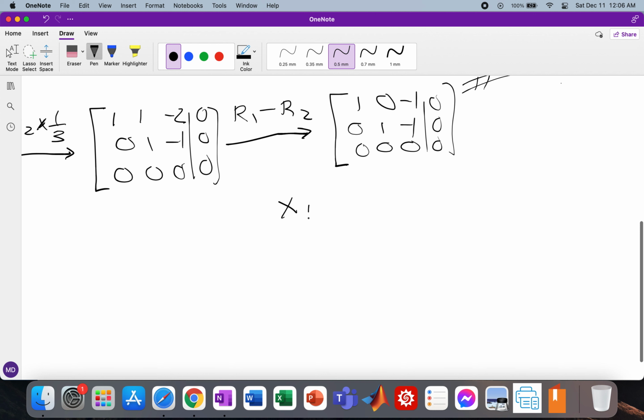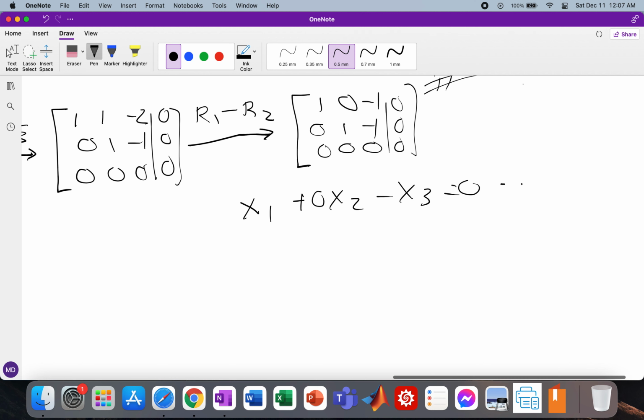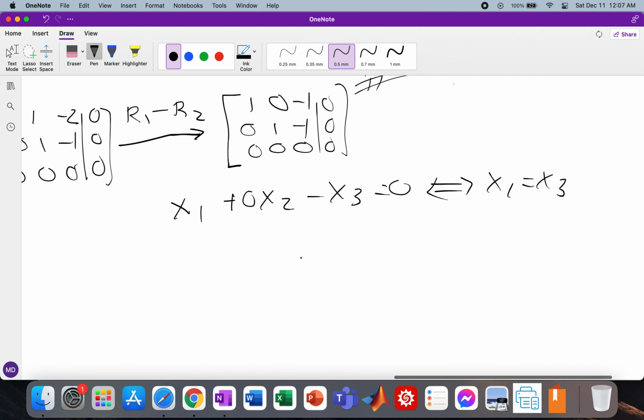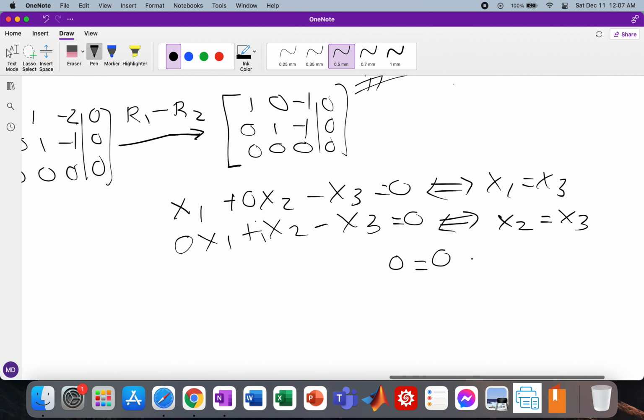The first row tells us x1 plus 0x2 minus x3 is equal to 0, which is true if and only if x1 is equal to x3. Right, that's just a pretty obvious arrangement here. And row 2 tells us 0x1 plus x2, well technically 1x2, but I'm not going to write that, minus x3 equals 0, which is if and only if x2 equals x3. And the last row doesn't tell us anything. It tells us 0 equals 0, which does not introduce any new constraints.